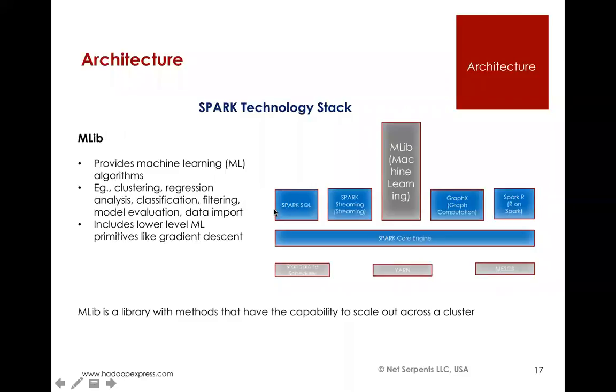And MLlib is the machine learning library. So it provides ML algorithms, for example, clustering, regression analysis, classification, filtering. These are all features of any machine learning language. And using this particular component, you can actually do machine learning within Spark. It includes lower level machine learning primitives like gradient descent. These are all topics that, if you are familiar with machine learning, you'll be able to understand. What is MLlib? It's a library with methods that have the capability to scale out across a cluster.